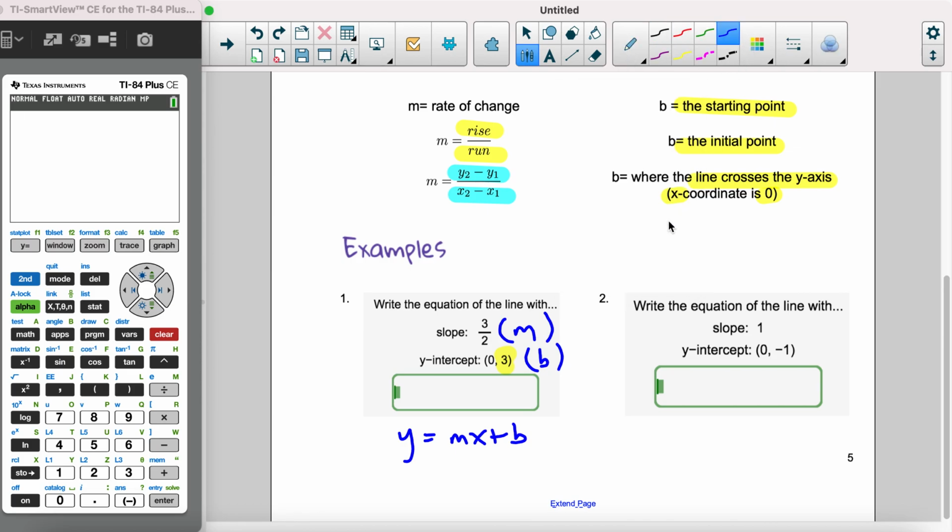And then all I need to do to make my equation is write y is equal to, and wherever I see m, I substitute the m value there, so 3/2 x, and then my y-intercept is (0, 3), so I would just put plus 3, right? That's a positive 3. So my answer there is just y equals 3/2 x plus 3.